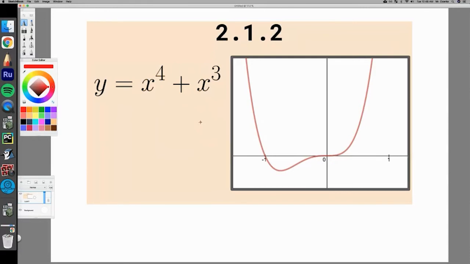Okay, and the question is, how many solutions do we have based on this graph? Well, we have one right here, and we have one right here. How many should we have total based on the equation? How many total answers should we have?